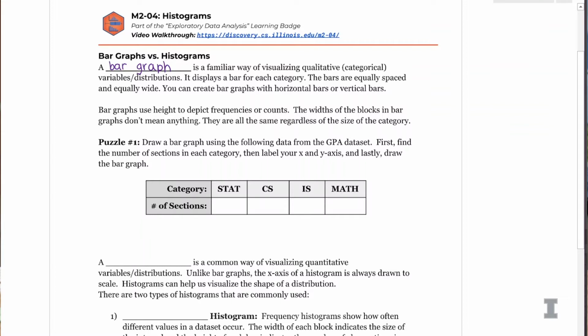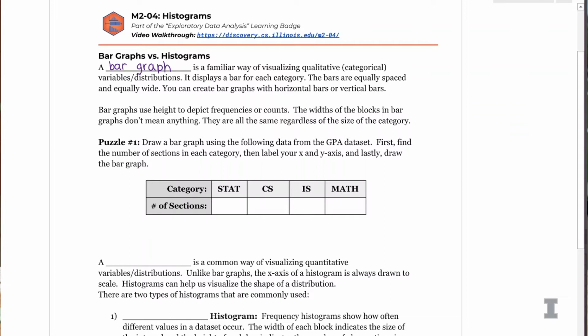Bar graphs display a bar for each category, and the bars are equally spaced and equally wide. You can create bar graphs with either horizontal bars or vertical bars, depending on what you prefer. Bar graphs actually use the height of the bar to depict frequencies or counts. The widths actually don't mean anything, and a lot of times the bar graphs have spaces in between the bars.